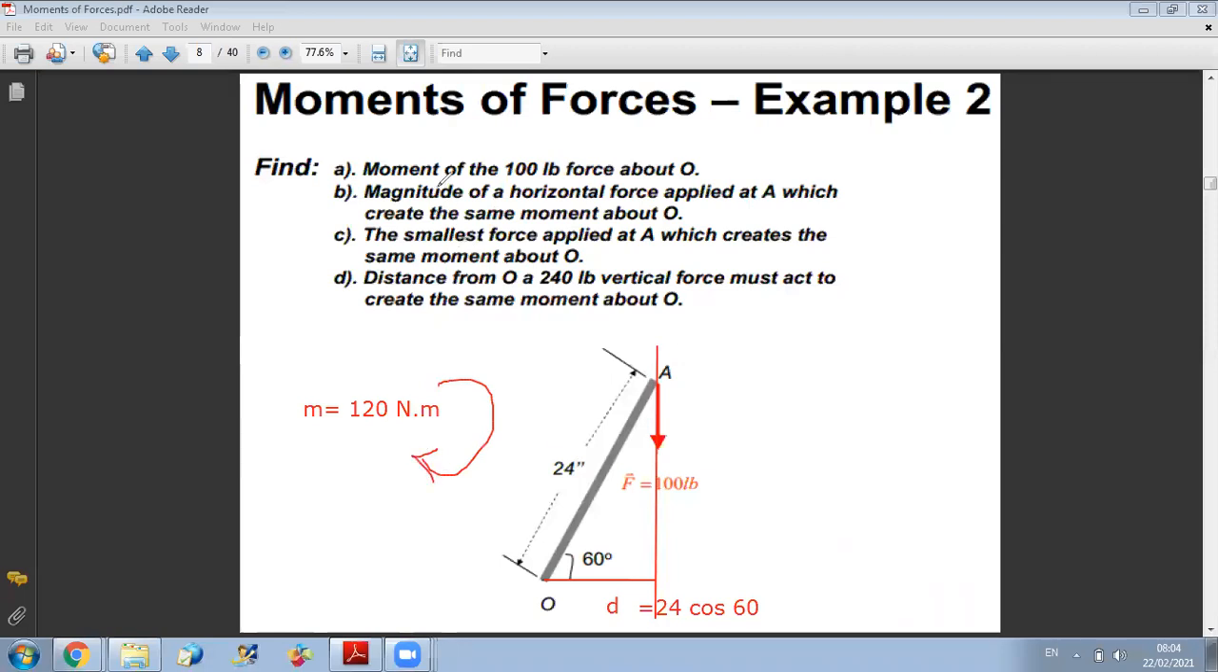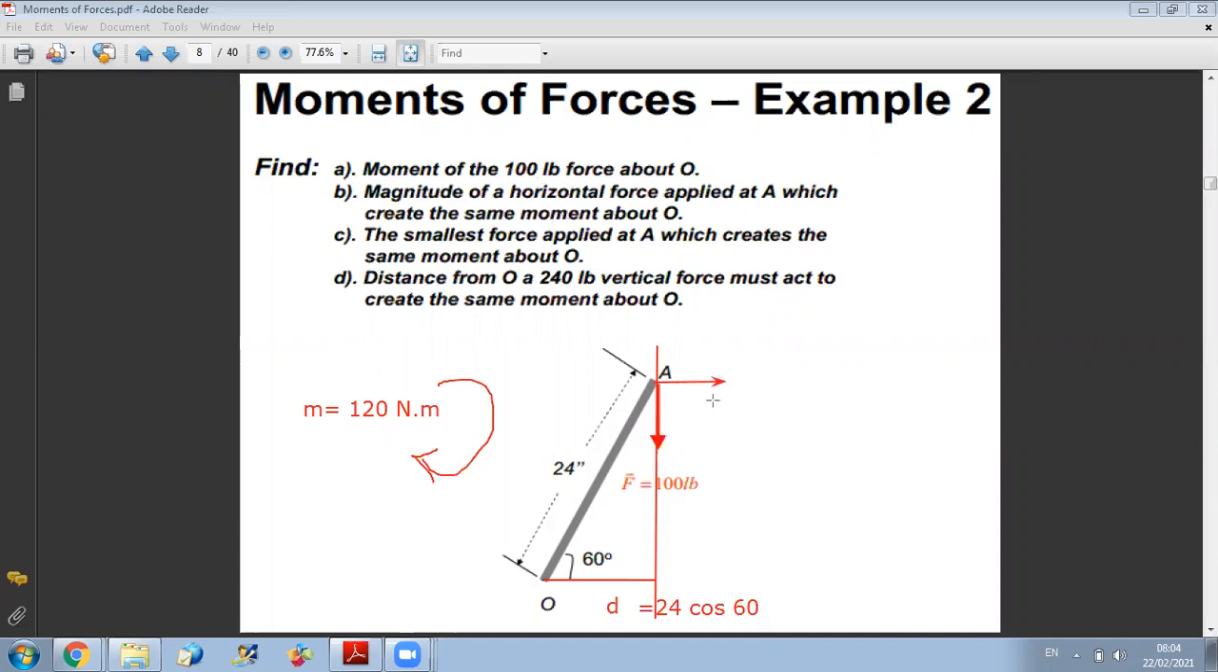Now, the second question, what should be the magnitude of a horizontal force applied at A which creates the same moment about O? So we need to keep the same moment, but now instead of applying a vertical force, we need to apply a horizontal force. What will happen when we do the horizontal force? What will change? The distance.